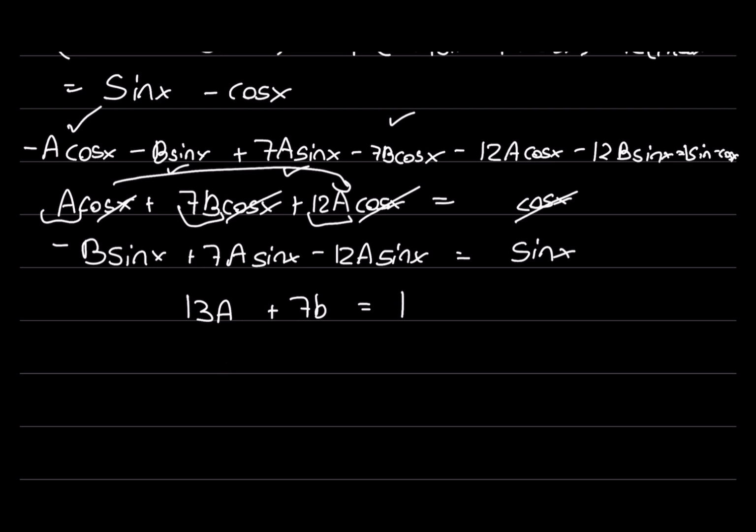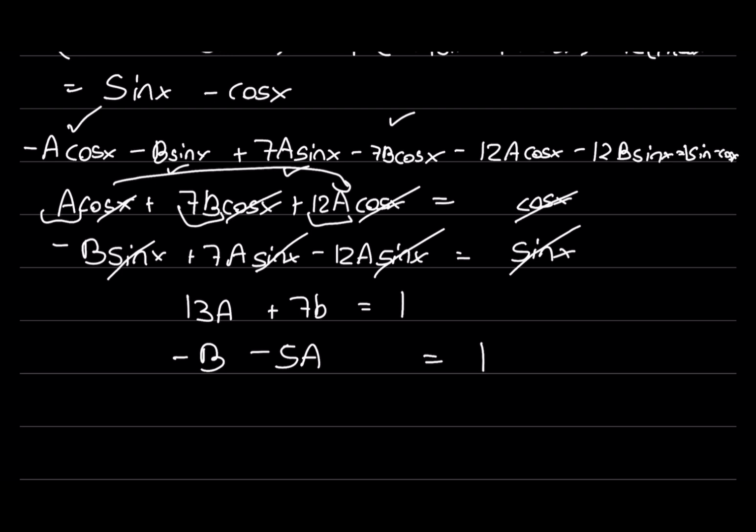And then for our next equation, we're going to just divide by sine. And we'll say we have negative b plus 7a minus 12a should be equal to 1. So plus 7a minus 12a is going to be equal to negative 5a.